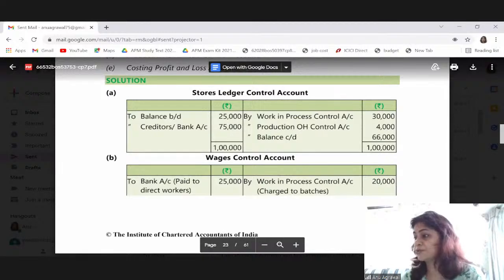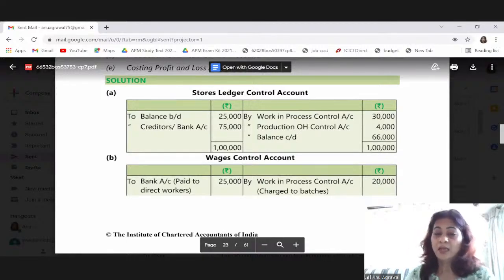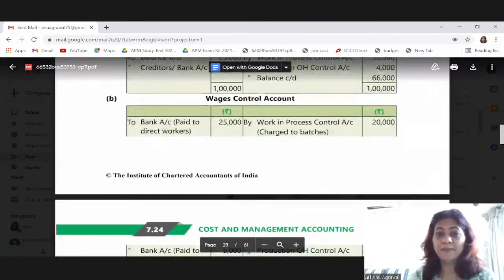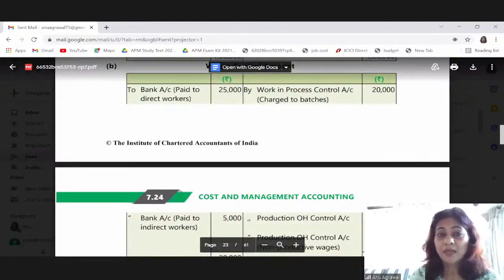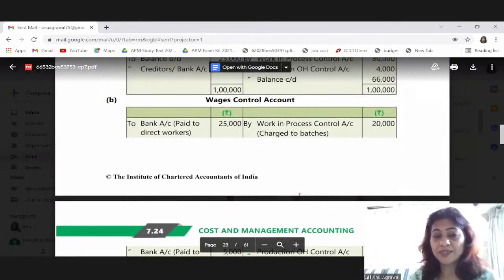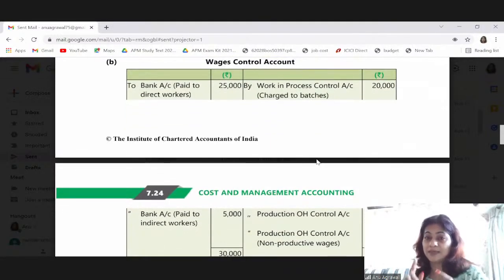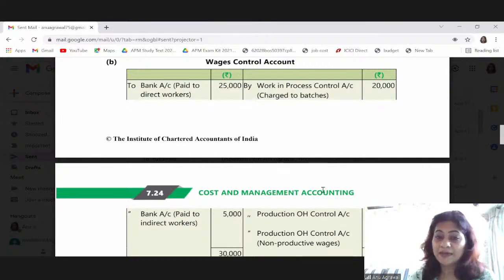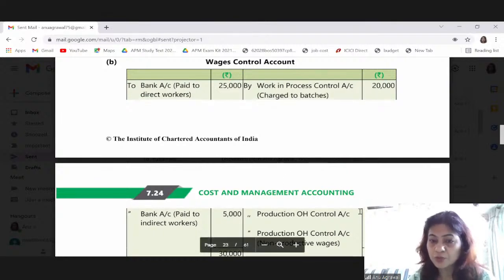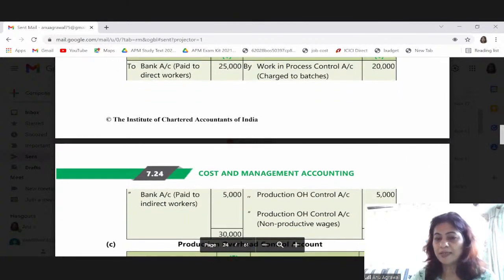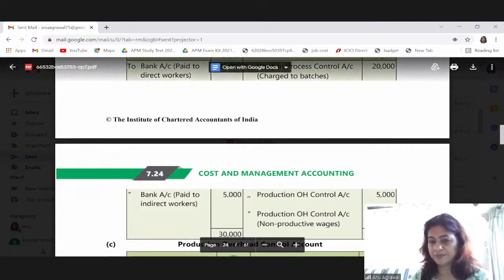So our store ledger control account was fine. It was 66,000. WIP control account, look at it. From the wages control account, 25,000. Look at it. In the wages control account only, they transferred 20,000 to the WIP account. They transferred this 5,000 to production overhead control. And this non-productive wages also they have put into 5,000.